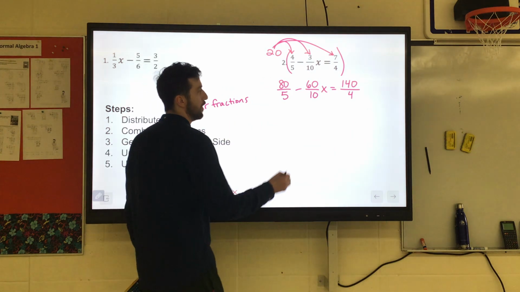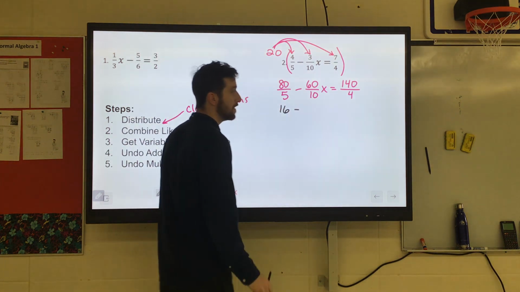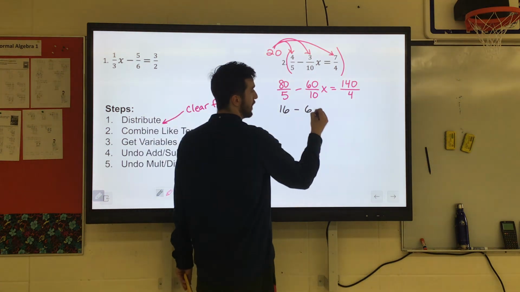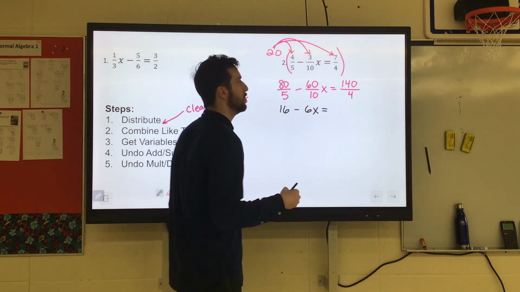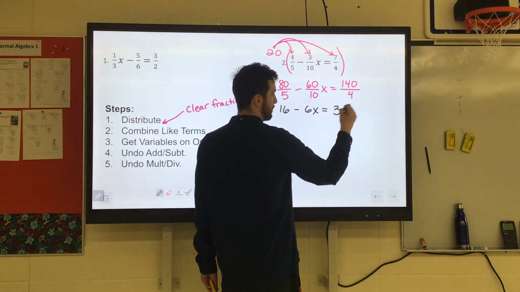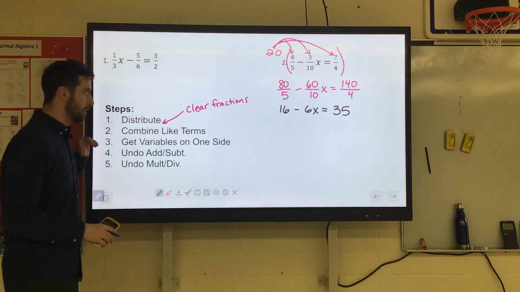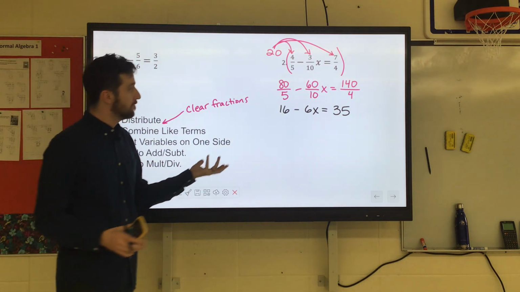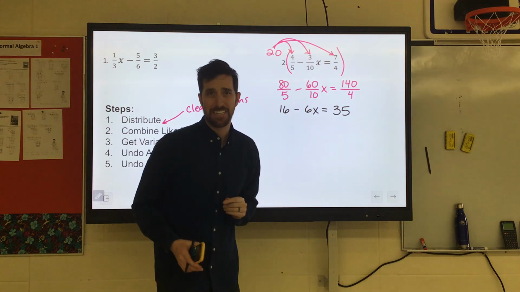80 divided by 5 is 16, minus 60 divided by 10 is just 6, so minus 6x equals 140 divided by 4, 35. Great. So we've done the distribution. We cleared the fractions. Combine like terms on the same side. Over on the left side, can I combine 16 minus 6x and just make it 10x?